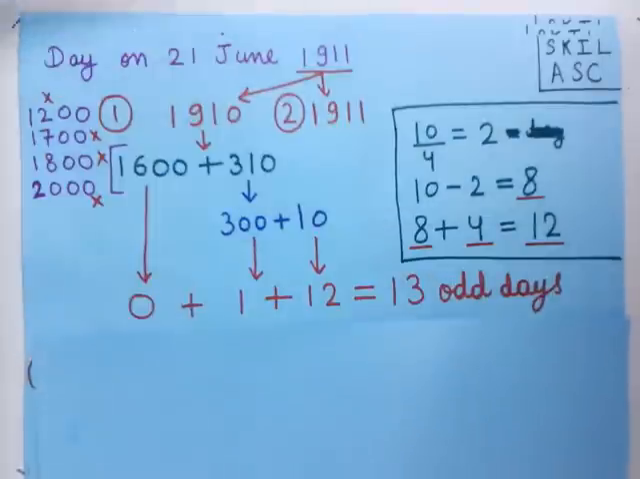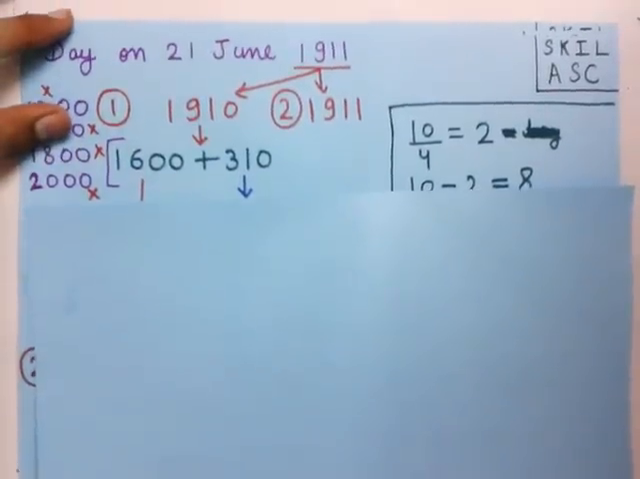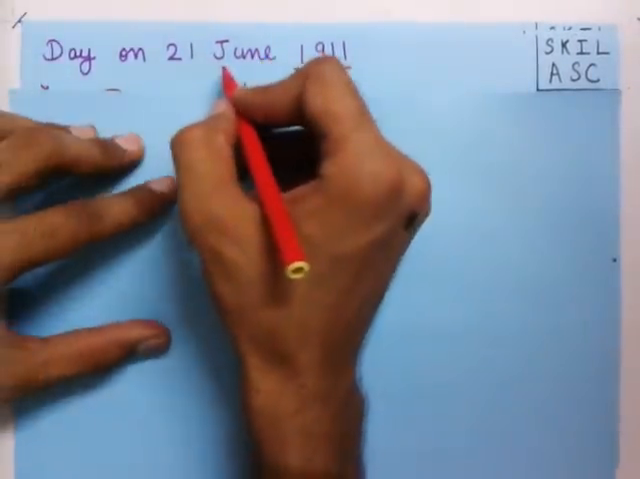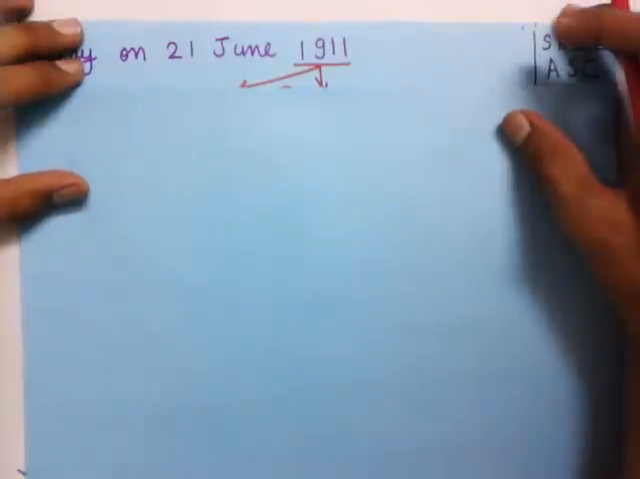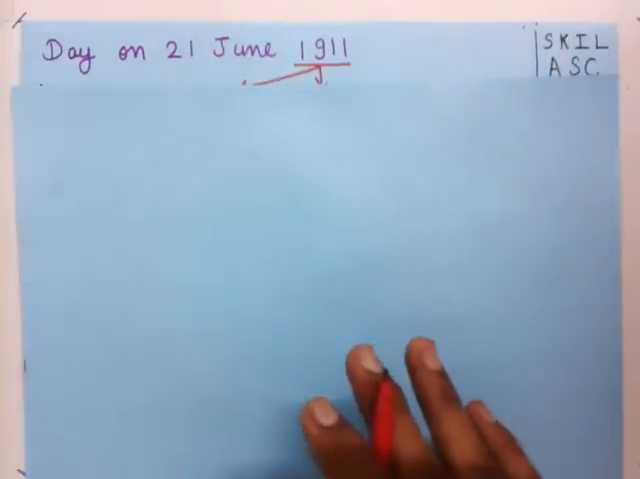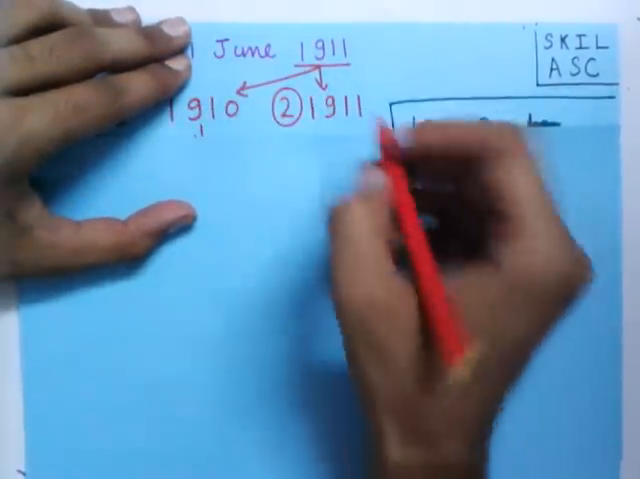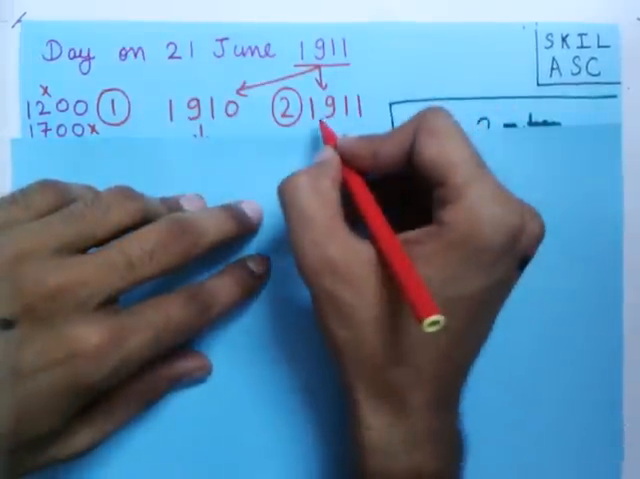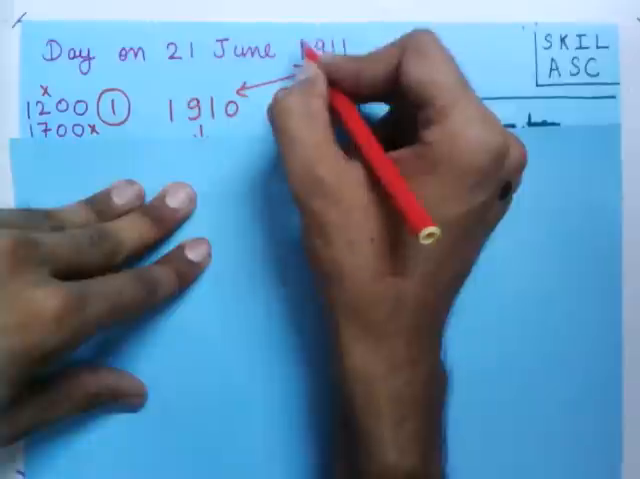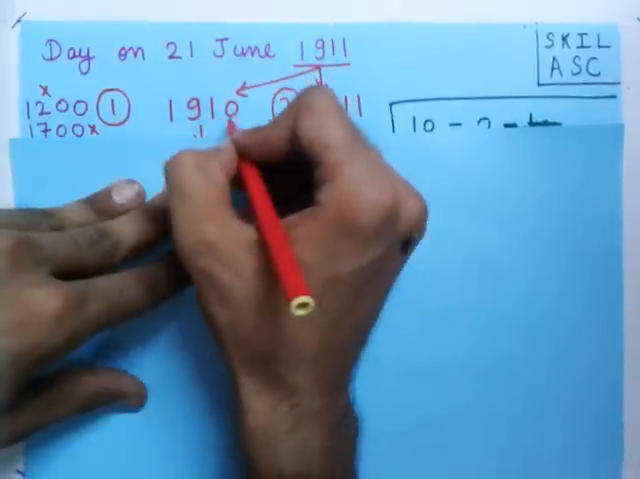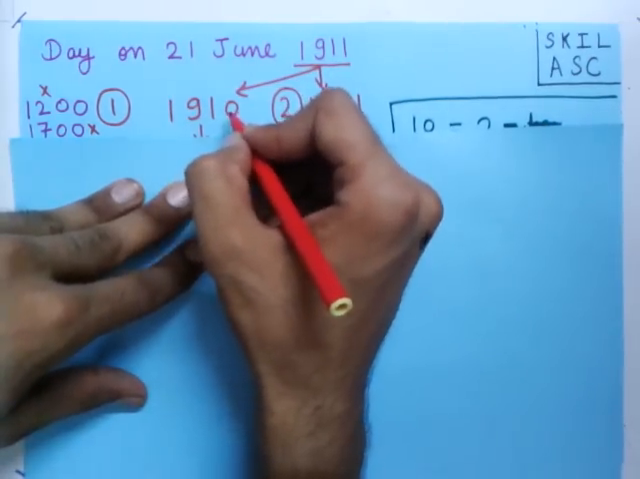Now we go ahead and start examples. Suppose we have to find the day on 21st June of 1911. We will follow a few steps. The first step is you write the year which is given to you, 1911, as it is. Now again you have to write a year which is one less than this year. You see, 1910 is one less than 1911. So we write here 1910.